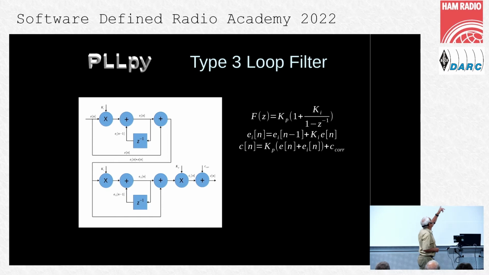The same thing is the type 3 loop filter. Actually, it has the same stages as the type 2, cascaded, and once again at the end the multiplication with the proportional gain and the correction.